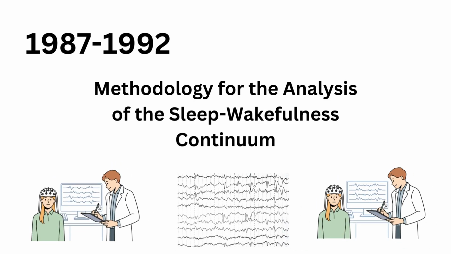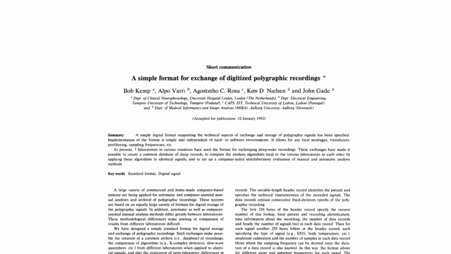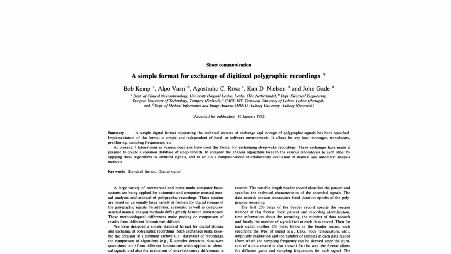The issue was that as the engineers collaborated, all their data were in different formats from different labs. These recordings had to be sent back and forth and restructured on either end to fit whatever analysis they were doing. So in 1990, the researchers agreed upon a simple format to ease all of their exchanges of polygraphic data. This led to a paper written in 1992 that detailed that format, called A Simple Format for Exchange of Digitized Polygraphic Recordings.